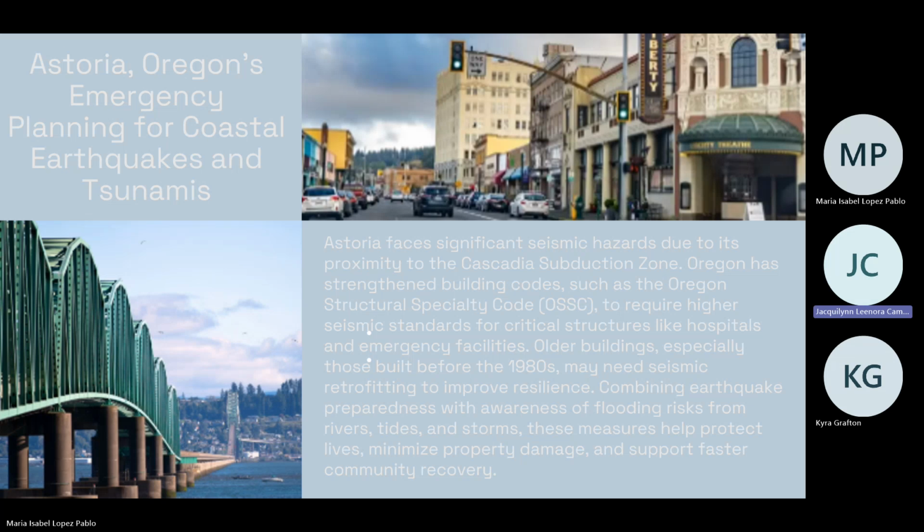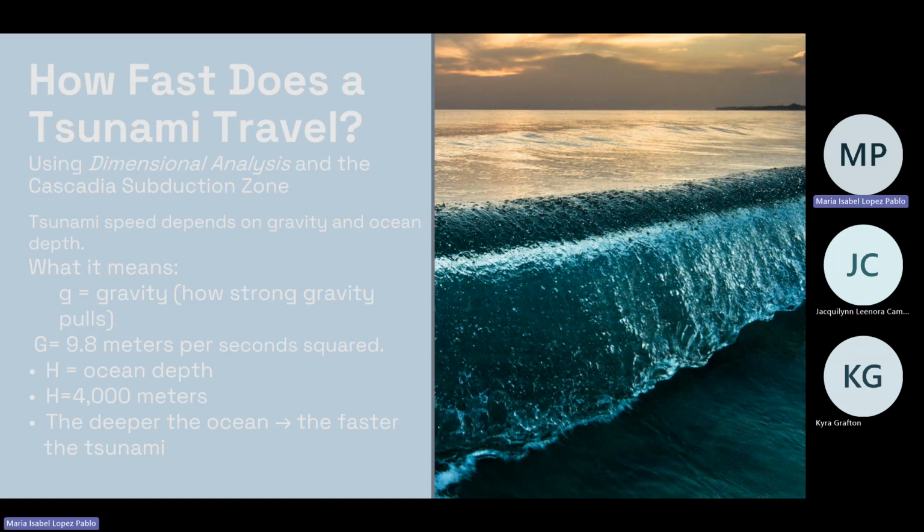Given that the probability for an earthquake is so far and few between, we are even more so at risk for a tsunami of sorts, or maybe even small ripples in the ocean. So on that note, we're going to look into how fast a tsunami travels, just so we can get an idea of how fast something like that might happen and how we might need to be prepared. We're going to take the gravity, how strong gravity pulls, and the ocean depth, and we're going to do a dimensional analysis equation to find how fast a tsunami could travel.